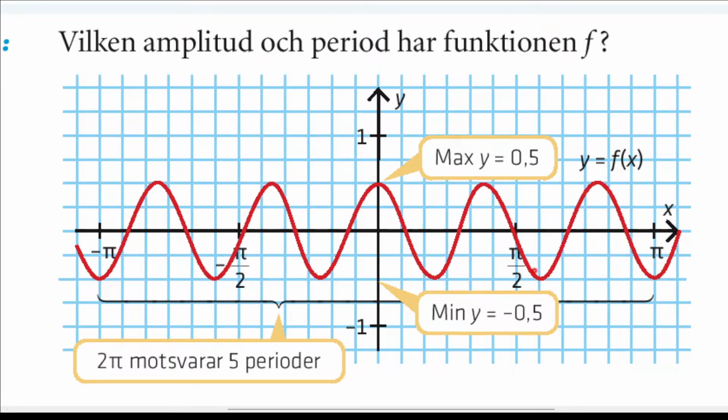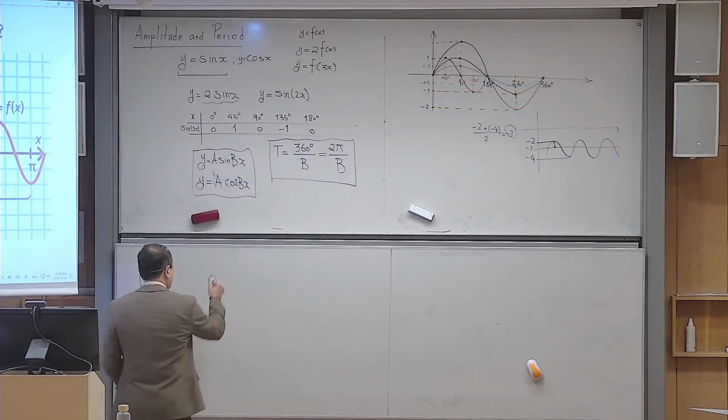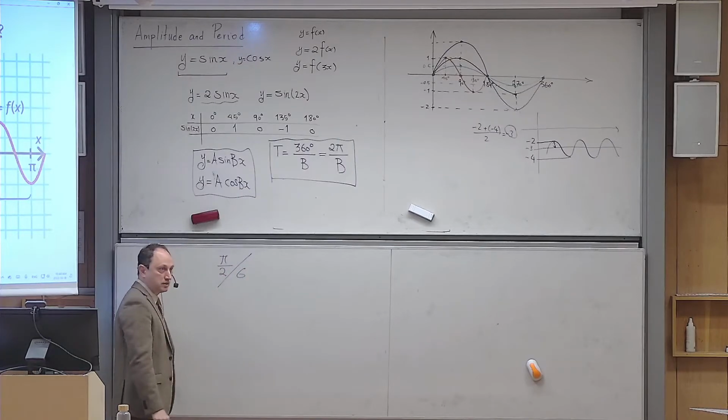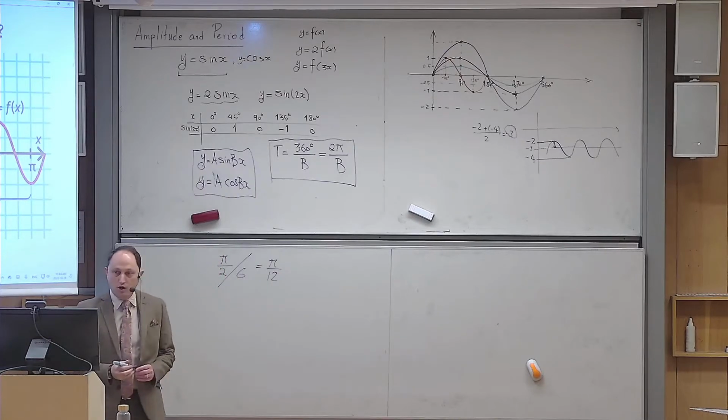This is again the same story. So here is pi over 2. How many of them do you have? 1 grid, 2, 3, 4, 5, 6. So how much is each grid? The whole length here is pi over 2, but it contains 6 of those grids. So each grid is how much? Pi over 2 divided by 6, which is pi over 12. So each grid is pi over 12. Okay?